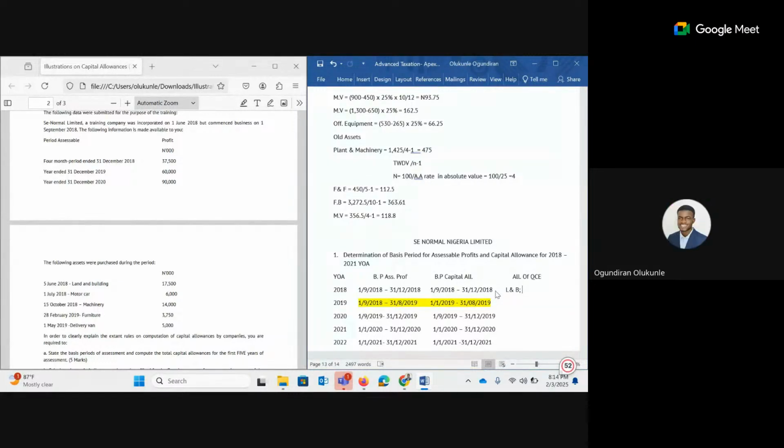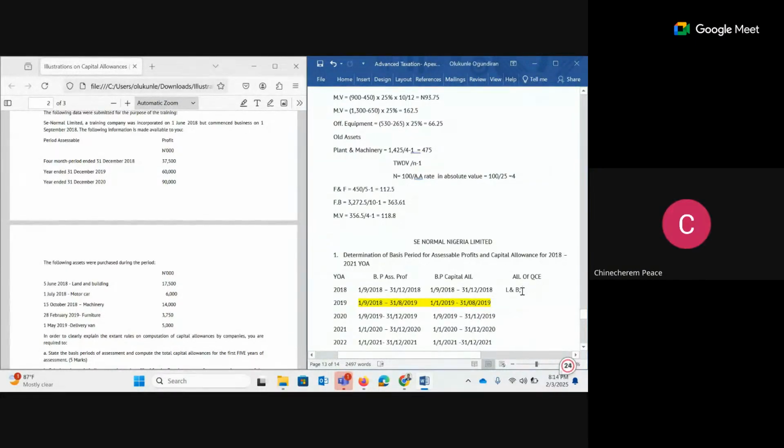Which QC is that? So we said asset purchased before the date of commencement should be in the first year, to be purchased on the day of commencement. So if you check, this land and building was purchased what year? What is the date of purchase? 5th June 2018, as the business started. It means you assume that the asset is purchased on the day of commencement, so it will automatically fall in the first year. Does it make sense? Yes.